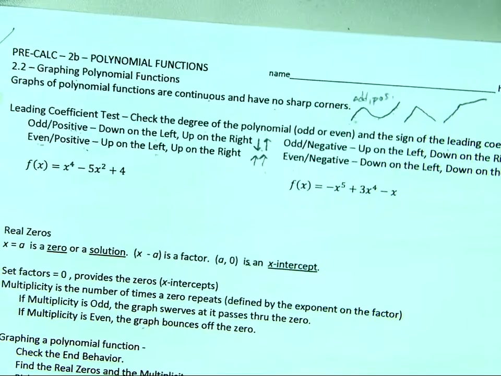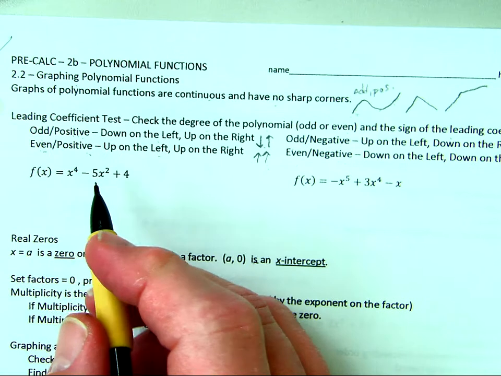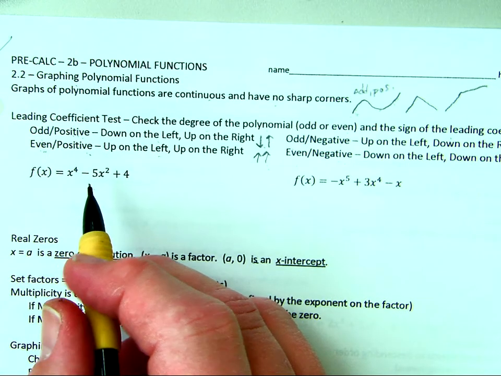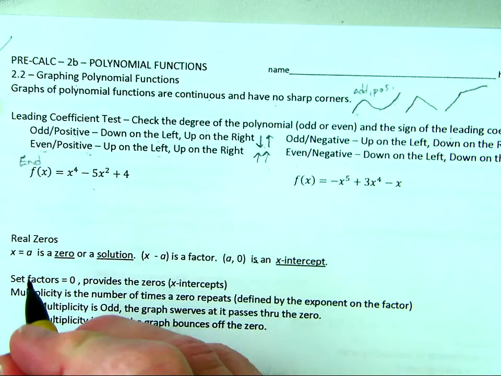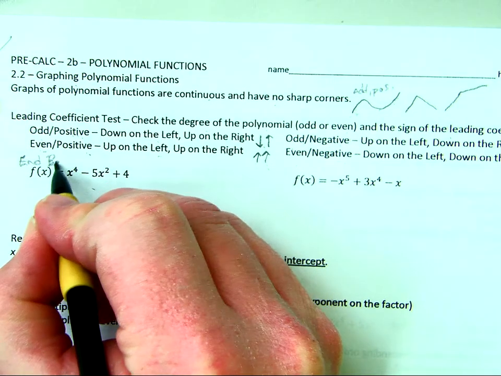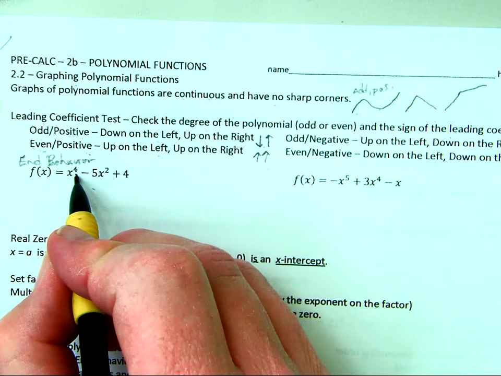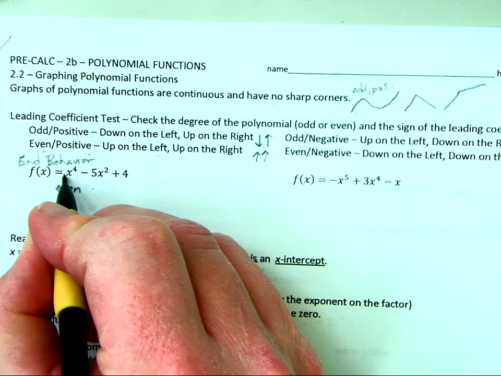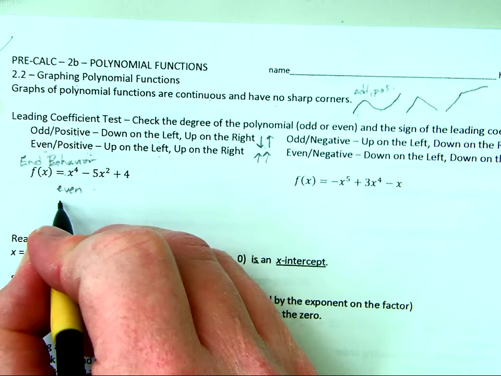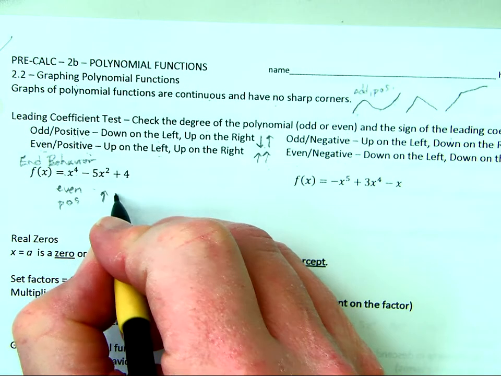So that'll help us get started with a graph. So like if I gave you this and say, okay, what is the end behavior? I didn't mention that term before. This is called end behavior. So notice this one is even because the degree is 4. And it's positive because the leading coefficient is 1. So even and positive means both ends are going up.